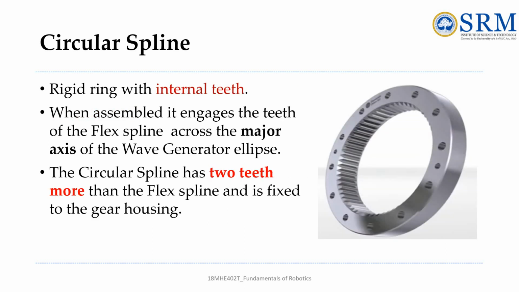And then the third component is the circular spline. It is a sturdy ring with teeth inside it. When everything is put together, it locks onto the flexible spline's teeth along the long side of the wave generator's oval shape. The circular spline has 2 extra teeth compared to the flexible spline and is securely attached to the gear housing.